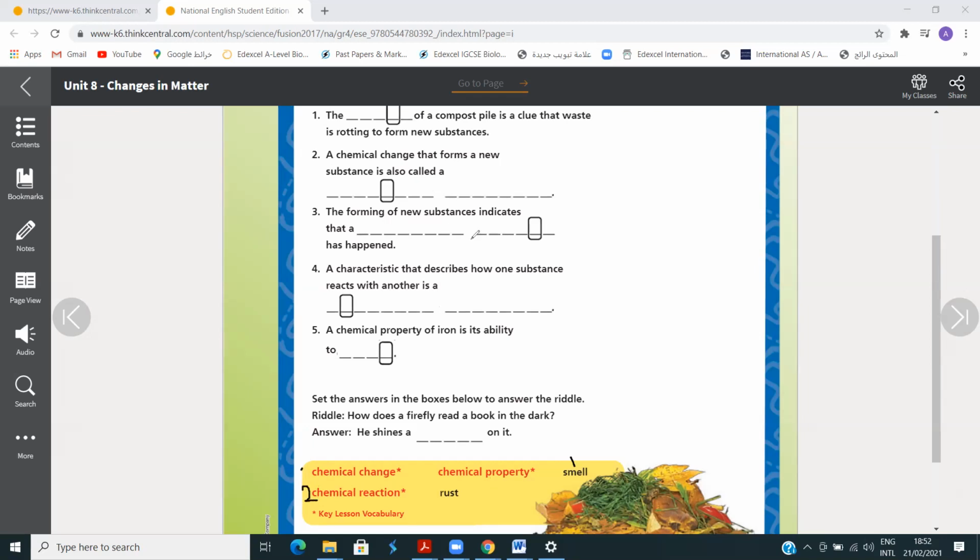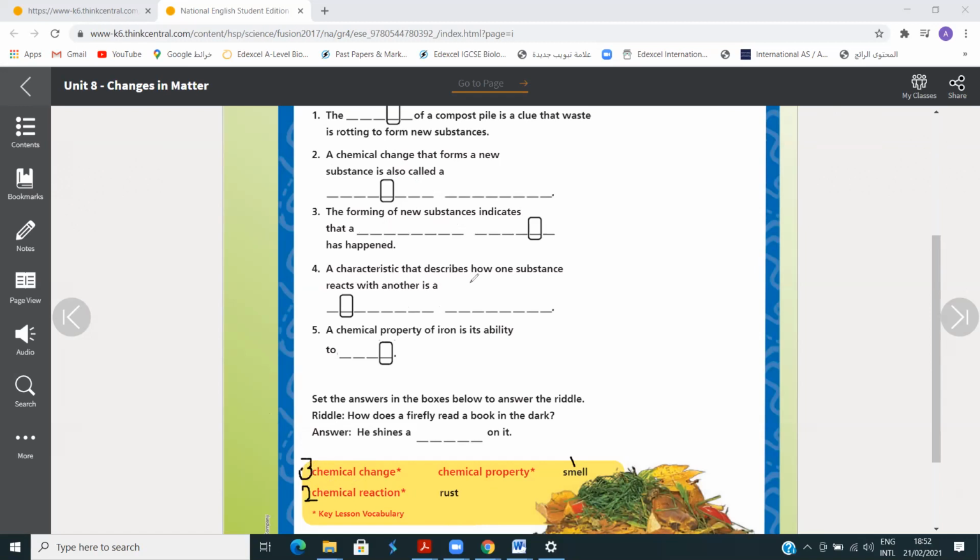Number three, the forming of a new substance indicates that a chemical change happened. Number three, chemical change. You're right.